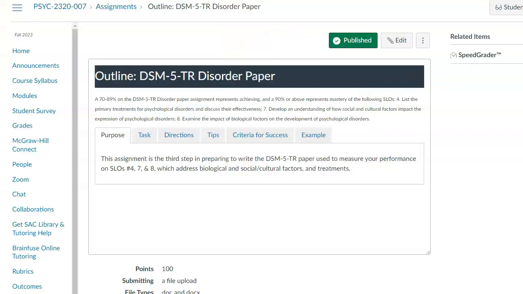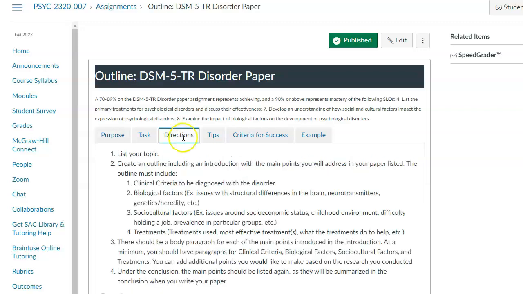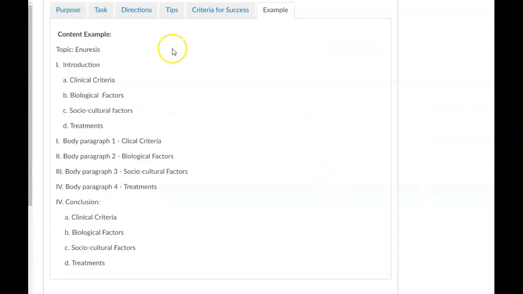Hello, I wanted to talk to you briefly about the outline for your DSM disorder paper. This is a very simplistic assignment. I think it's so simple, sometimes it trips people up. Basically, the purpose of this is to help you be able to, in your mind's eye, visualize the flow and structure of your paper. I'm going to switch to the example immediately.